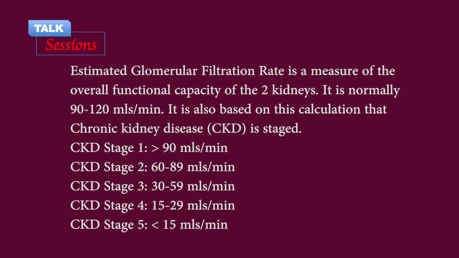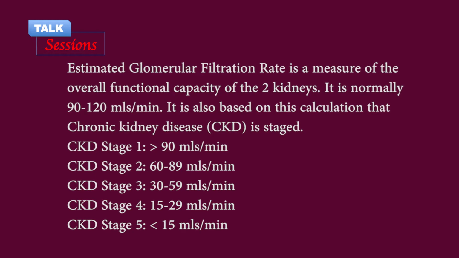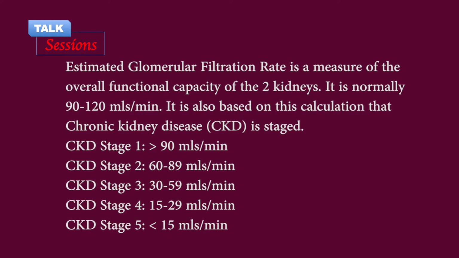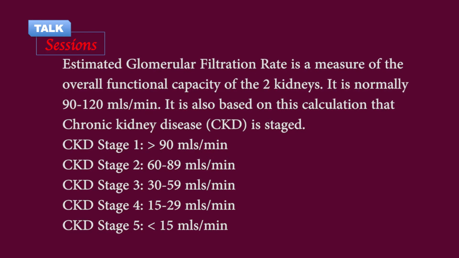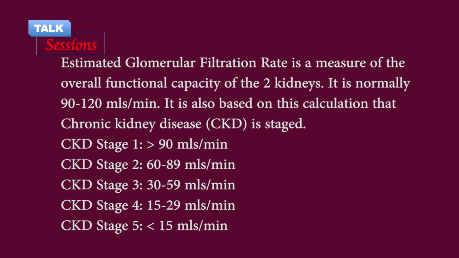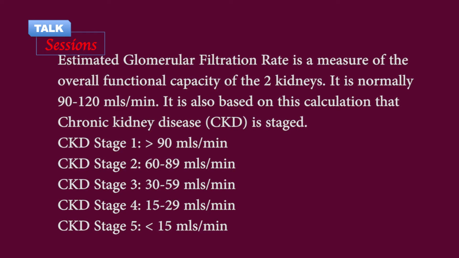So stage 1, this glomerular filtration rate is 90 and above, while stage 2, it is from 60 to 89. Stage 3 is from 30 to 59. Stage 4 is from 15 to 29. And stage 5 is less than 15, or 15 and below.